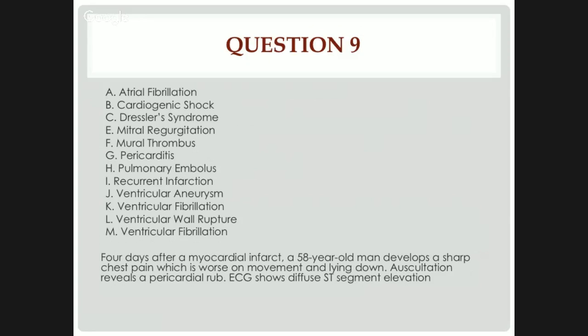So jot that down. Four days after an AMI, a 58-year-old man has a sharp chest pain, worse on movement and lying down. Auscultation reveals a pericardial rub. ECG shows diffuse ST segment elevation. Lots of buzzwords.